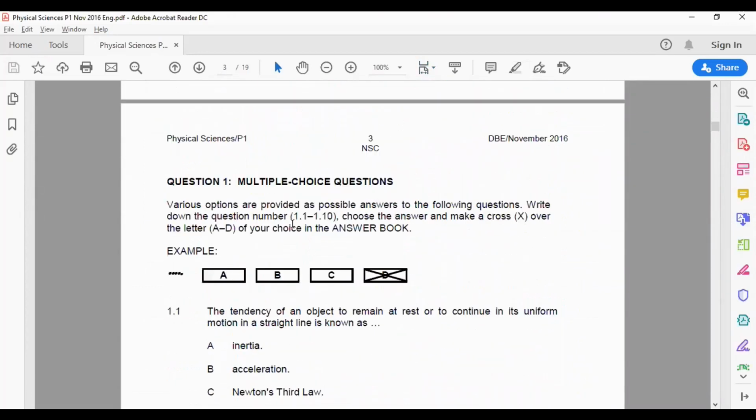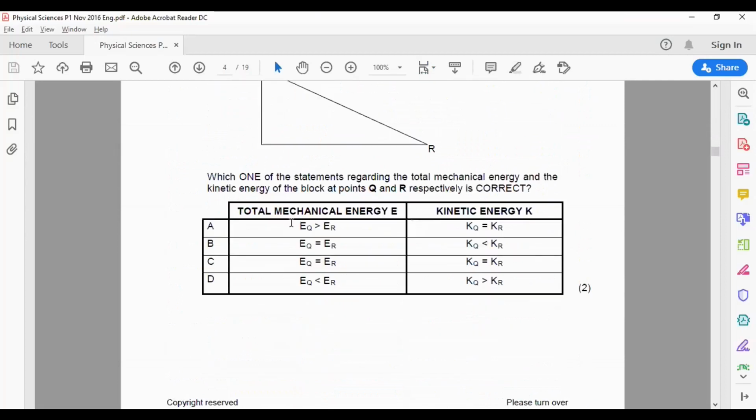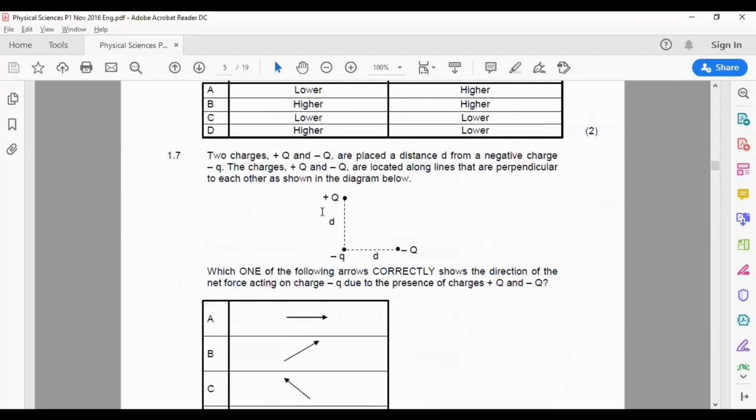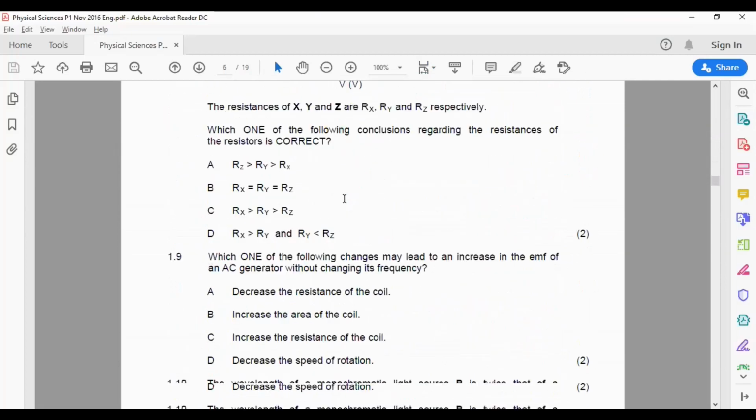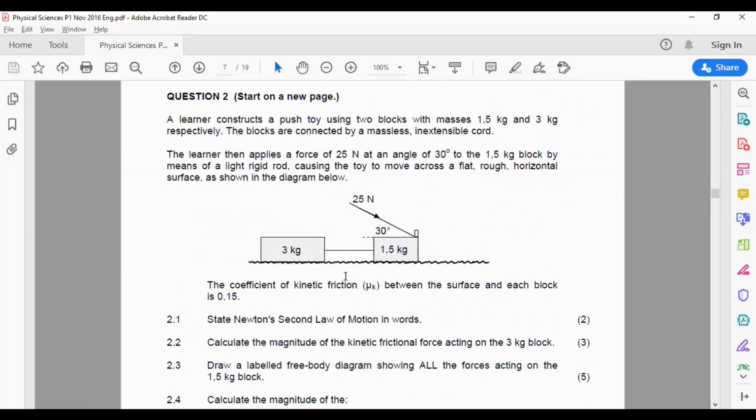Obviously, it will start with your section A, which is your question 1, which is all multiple choice. Everything multiple choice, which will cover at least one question from every section of your entire syllabus. But section B obviously is what we are concerned about because that's where most of our marks come from. 75% of the paper comes from here.